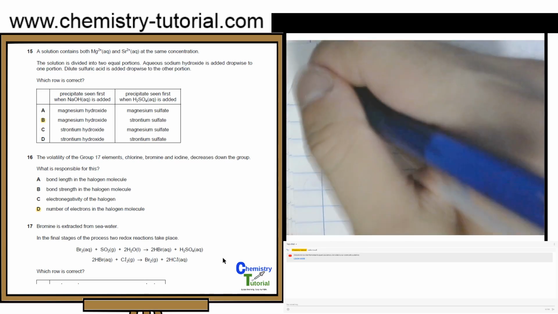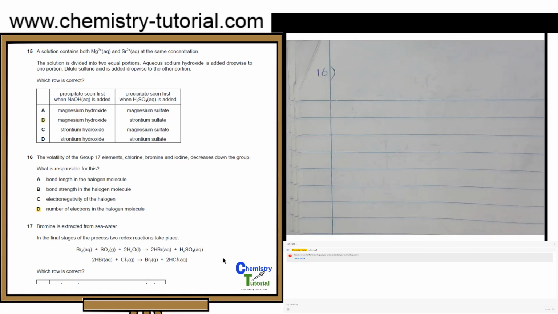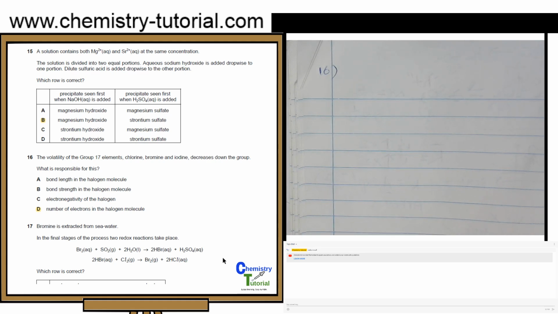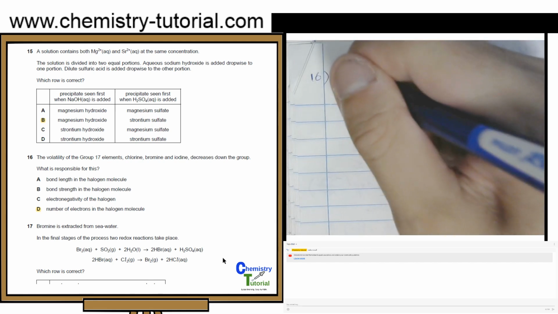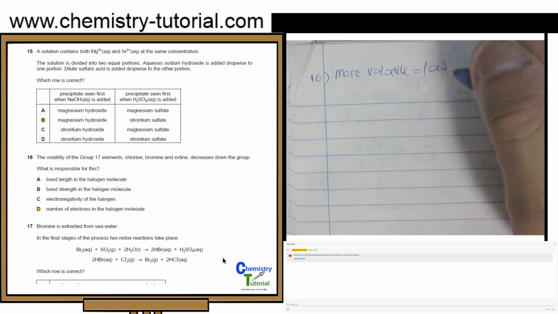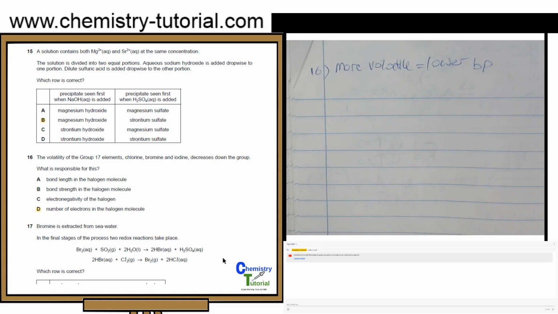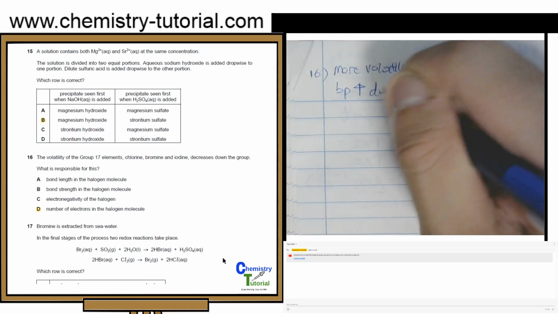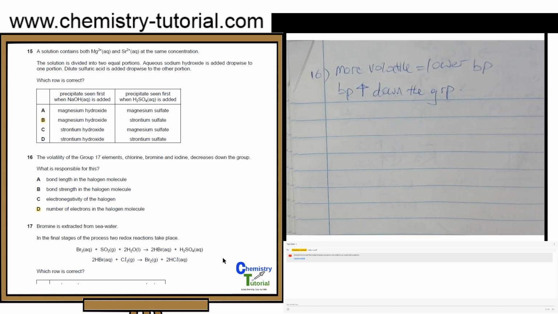For question 16, the volatility of the group 17 elements, or sometimes called group 7 elements, chlorine, bromine, and iodine decreases down the group. What is responsible for this? If something is more volatile, it means that it has a lower boiling point. That's why it's more volatile. So since the question is telling us that the volatility actually decreases down the group, that means the boiling point actually increases down the group for group 17 or group 7 elements.